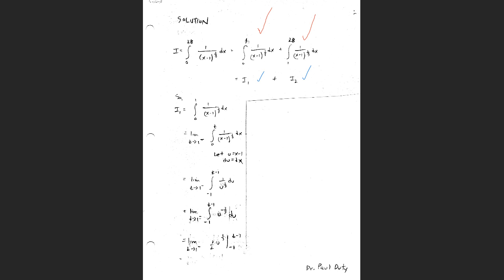And we know that the 1 is the problem. So I'm going to replace the 1 with a t. And I'm going to take the limit then of the integral from 0 to t as t approaches 1 from the left. From the left.